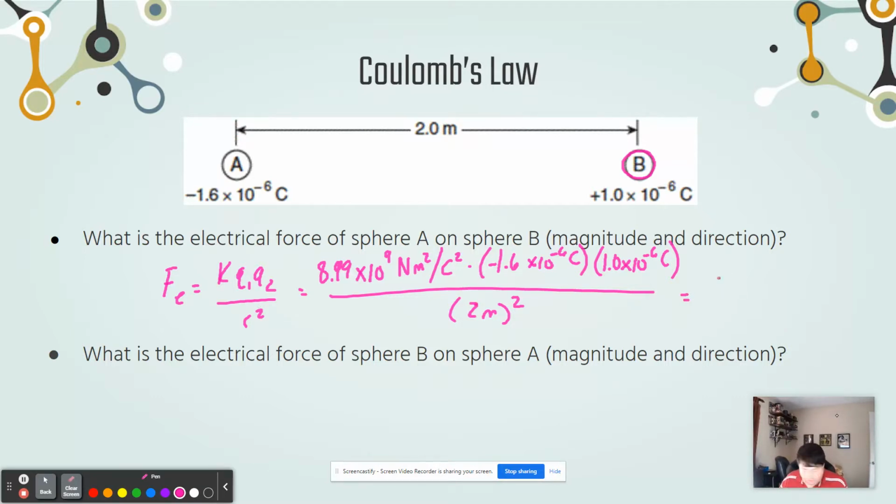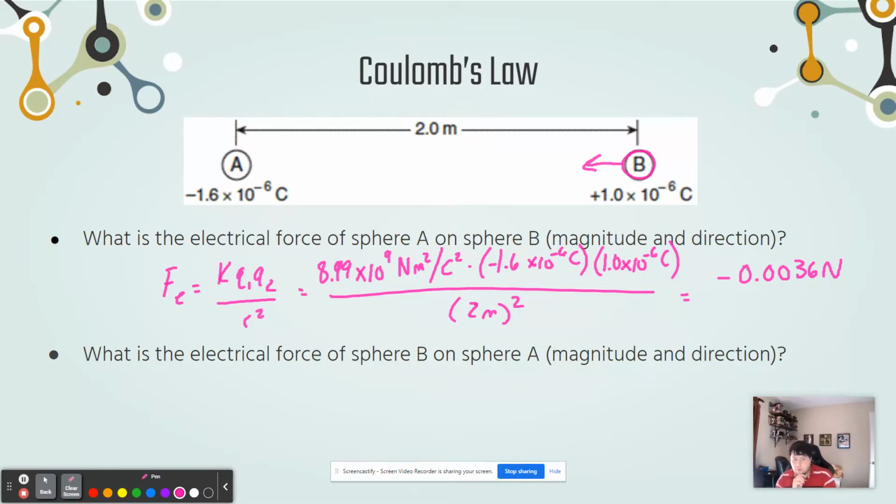I end up getting negative 0.0036 newtons. So there's a few ways you could answer this. Magnitude, of course, just means the size of this number. So the size I've got is 0.0036 newtons. The direction, this negative tells me it is an attractive force. Makes sense, one positive and one negative. And so that force, you could say it's to the left. You could say it's towards sphere A. You could even put the negative as long as you've defined it that way, and that makes sense there.